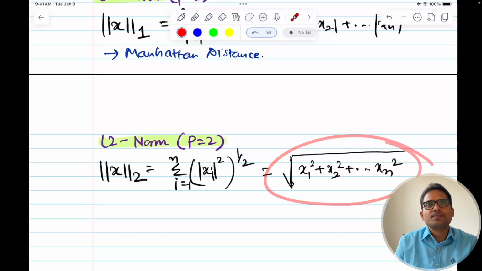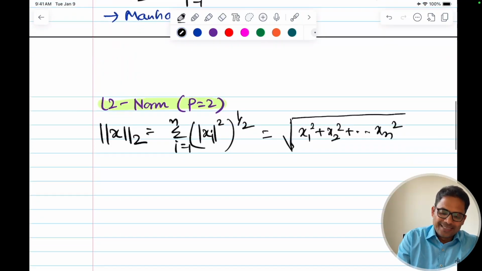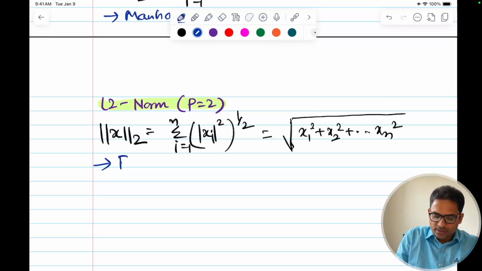Do we know something like this? This is nothing but your Euclidean distance. In coordinate geometry, that's the Euclidean distance, right? This is also called Euclidean distance.